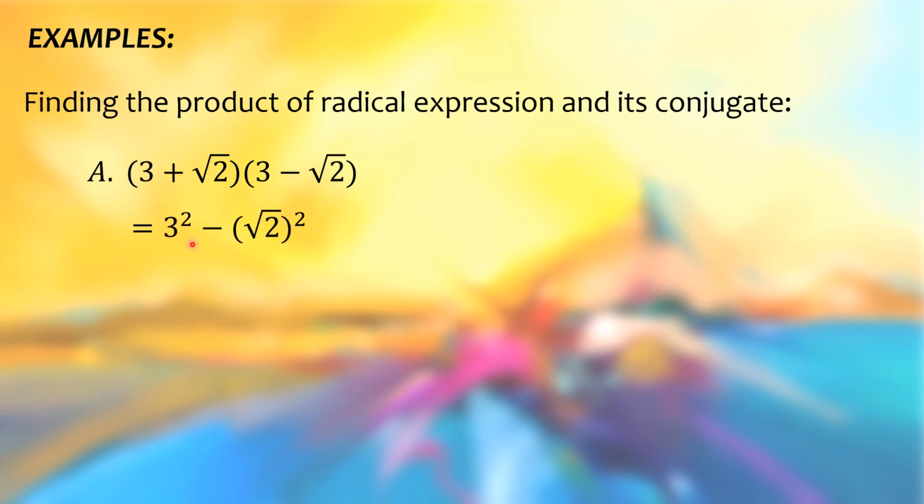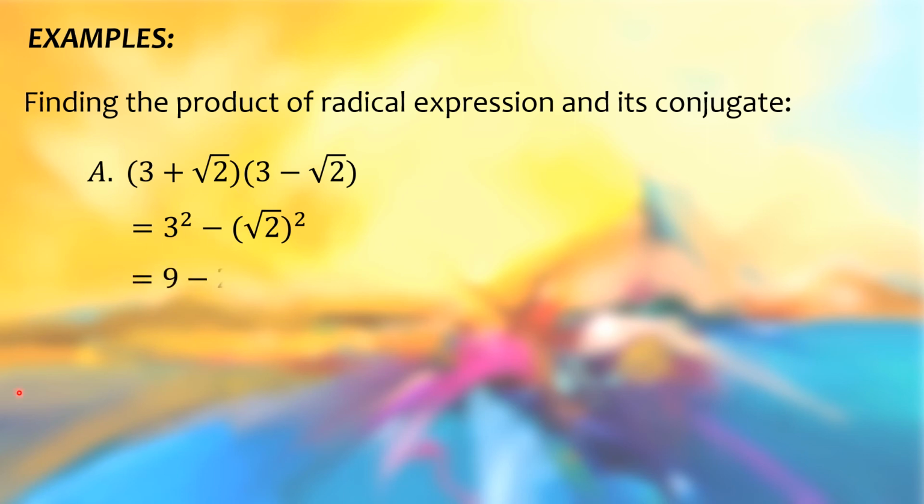Let's have the example. Finding the product of radical expression and its conjugate. So we have the given 3 plus square root of 2 times 3 minus square root of 2. So ang ating radical expression ay 3 plus square root of 2 at ang kanyang conjugate ay 3 minus square root of 2. So we will apply the sum and difference of two binomials. So ang gagawin lang natin is square the first term and square the second term. And then, palagi po siyang minus because positive times negative is negative.